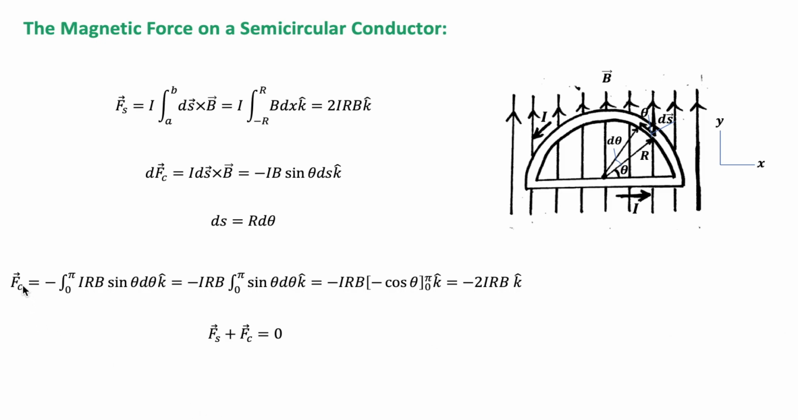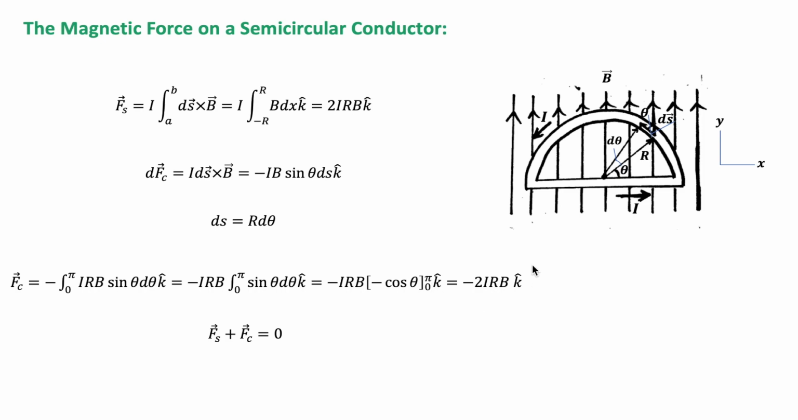And so Fc is equal to minus the integration from theta equals 0 to 180 degrees of I R B sine theta d theta k. And I, R, and B are constants, so they go out of the integration. And if we integrate, we get Fc is equal to minus 2 I R B k.